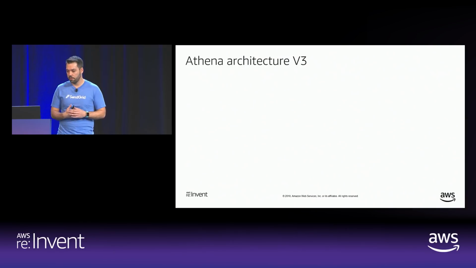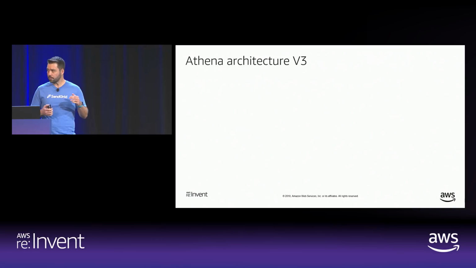So this was our third and final architecture. We realized that we didn't want to handle the speed and batch layers separately from the on-prem side. We needed to do that within AWS. And this was our solution for that.